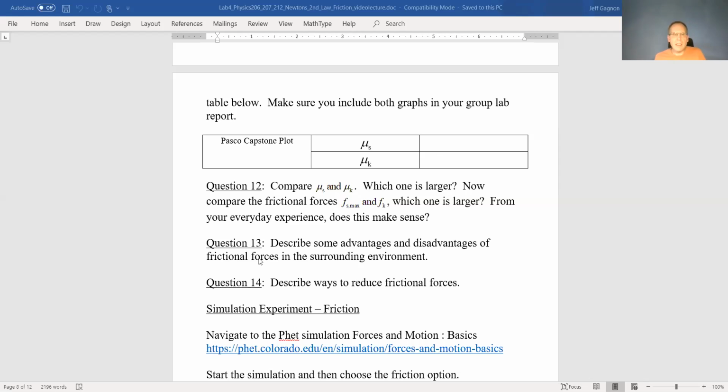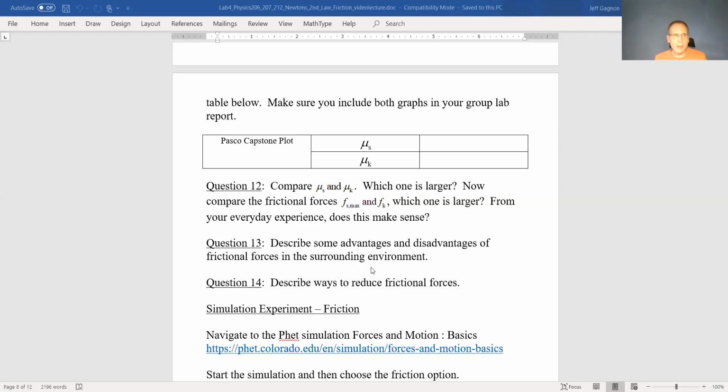And then question 13 is just give me a couple of examples of some advantages and disadvantages of frictional forces in the surrounding environment. Certainly there's probably easy disadvantages to give, right? Where, if you don't use oil in your car engine, you can seize your car engine, or it creates fires and stuff. Although that could be an advantage too, right? One advantage would be movement, right? Like if the floor were completely frictionless, could you walk?